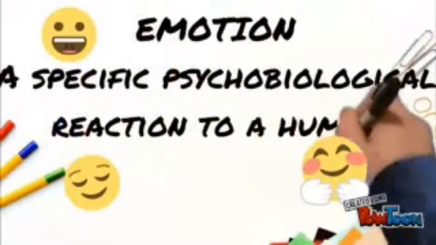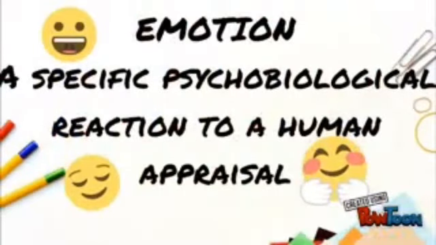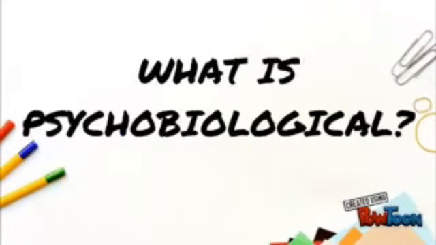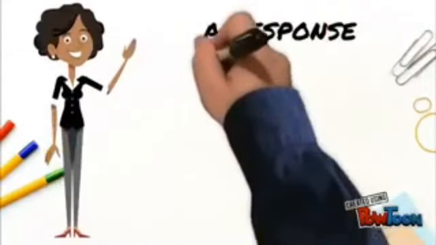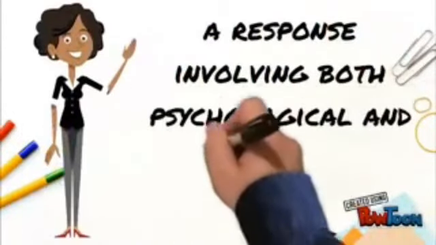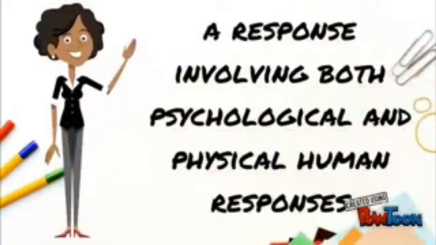Next is emotion, a specific psychobiological reaction to human appraisal. Thus, when a consumer receives bad service in a restaurant, he or she appraises the situation and then reacts emotionally. When a consumer is contemplating a vacation, he or she appraises different sites and thinks about a total vacation experience. Next is psychobiological. What is psychobiological? Psychobiological is a response involving both psychological and physical human responses. Marketing success is determined by emotion because actions bring value to a consumer to the extent that desirable emotional states can be created.